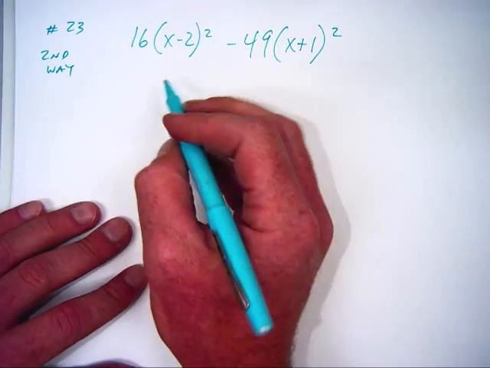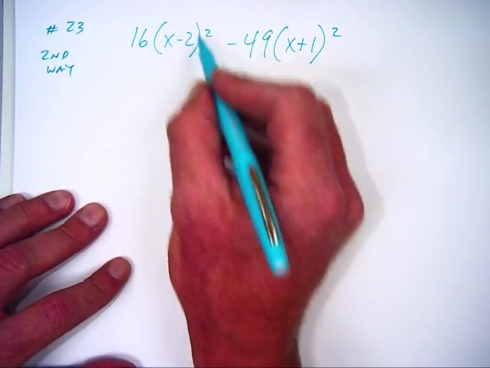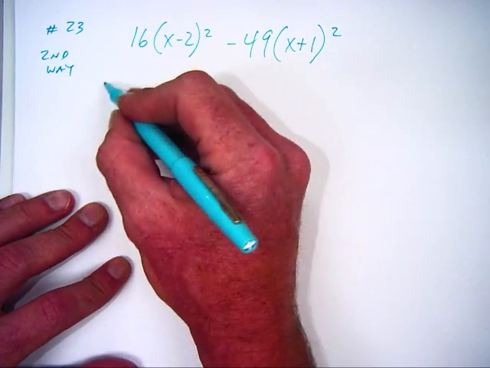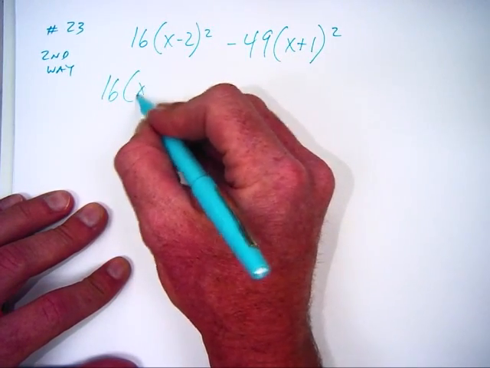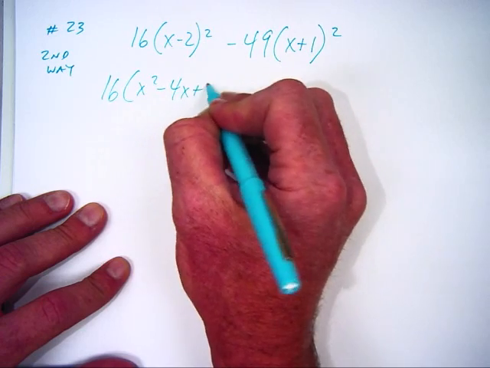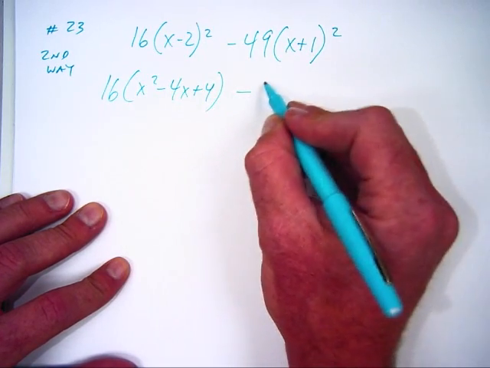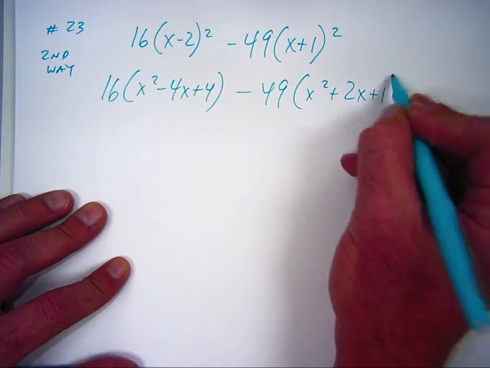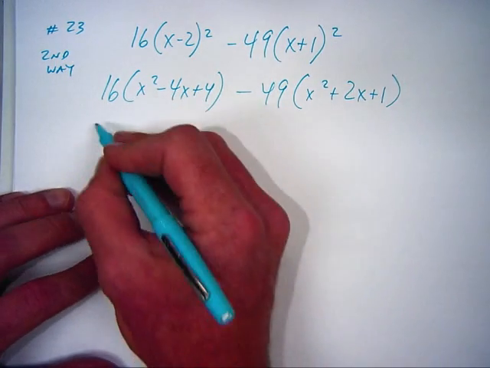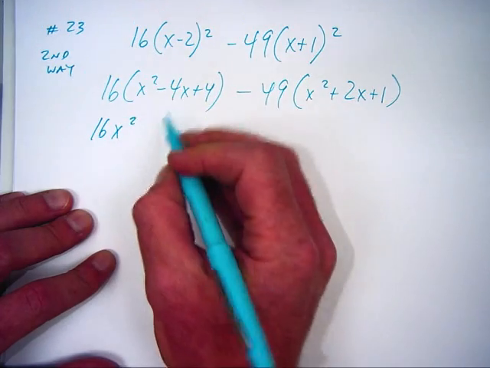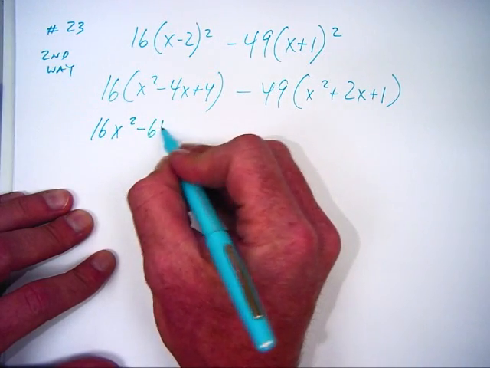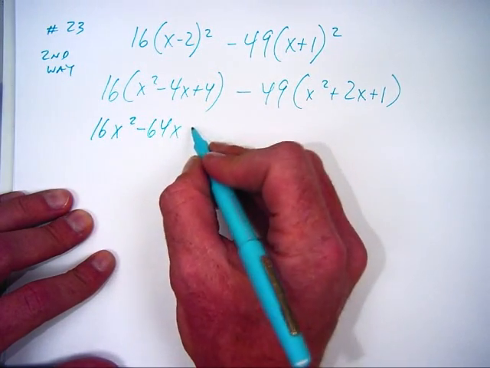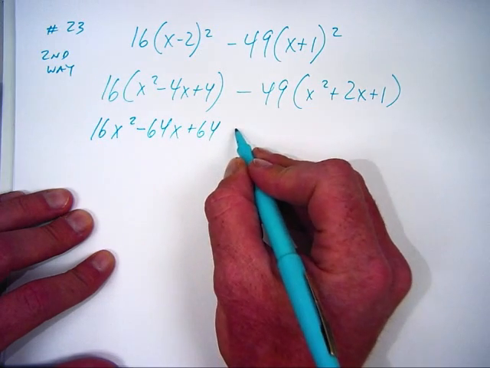Here's the second way to do number 23. We're going to have to FOIL all this out and FOIL all that out. So we get 16x squared minus 4x plus 4 minus 49x squared plus 2x plus 1. I'm going to distribute the 16 into all these. So I get 16x squared minus 64x plus 64.